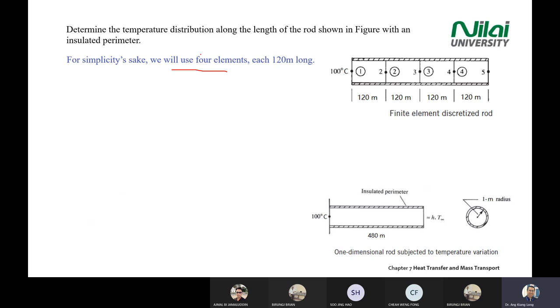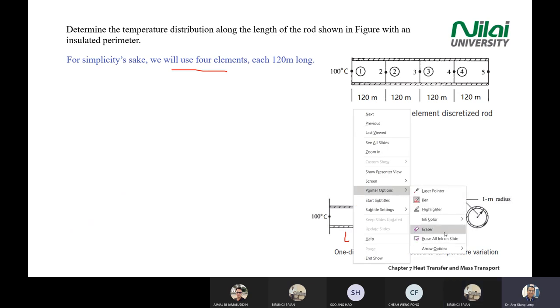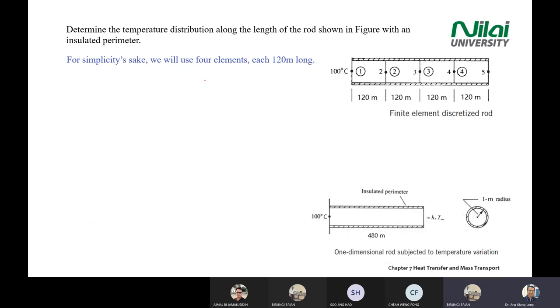Okay, in the exam again, you will be given a specific instruction to do discretization of the length. So if the question asks you to break into three, then you take the total length divided by three, if the exam mentioned three elements. If the exam mentioned five elements, then you break into five and so on. In this case, we are showing you one sample that we break into four.